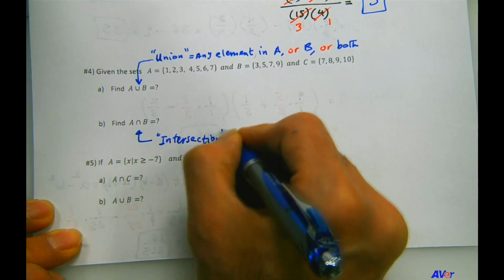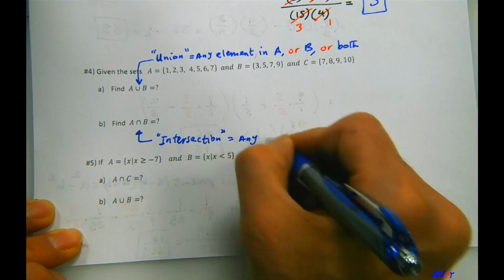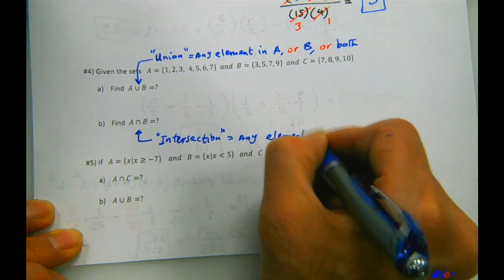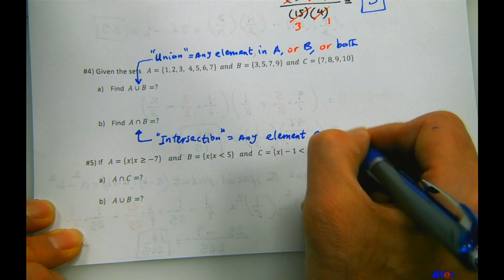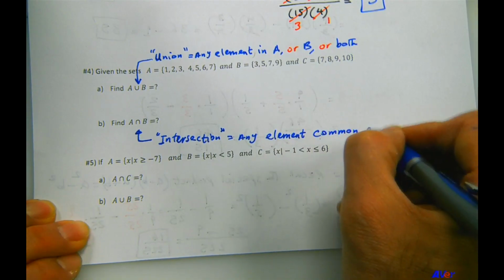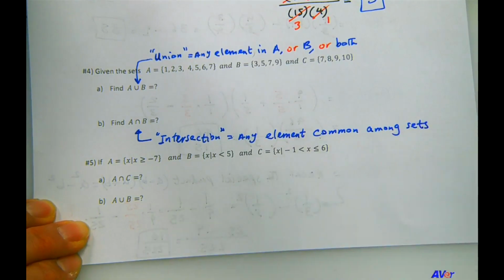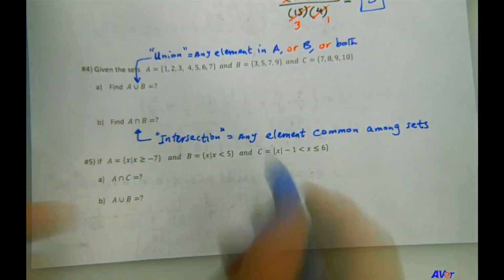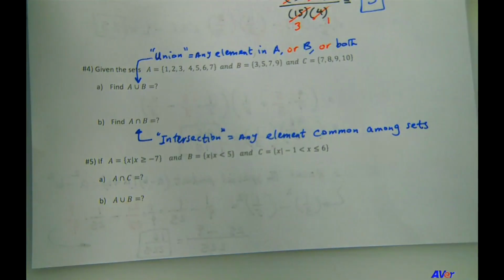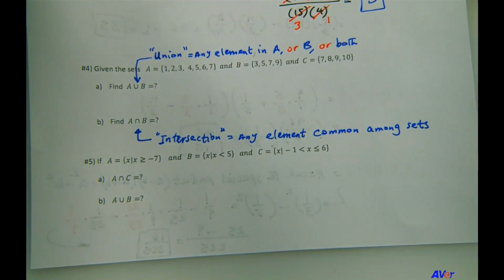And it refers to any element common among sets. Okay, so that's the definition. So anything that is in both sets, or 3 sets. If you're taking the intersection of more than one set, say if you have 4 sets, the intersection of all 4 sets is any element that is present in all 4 sets.